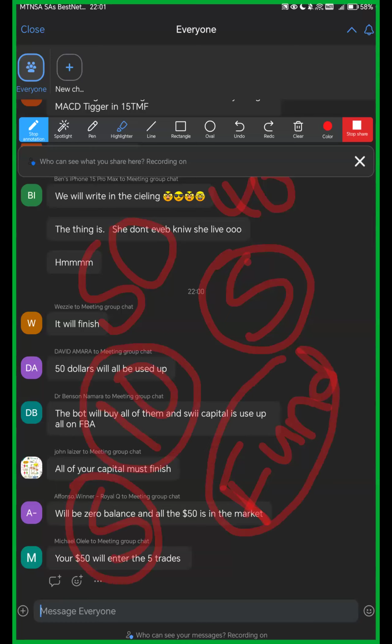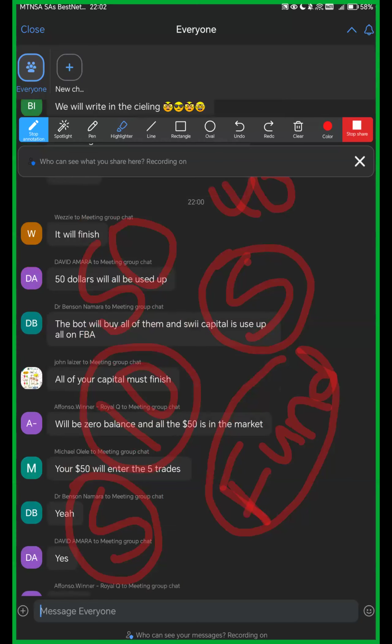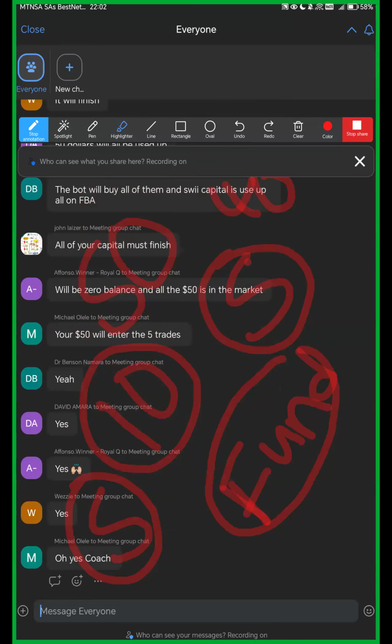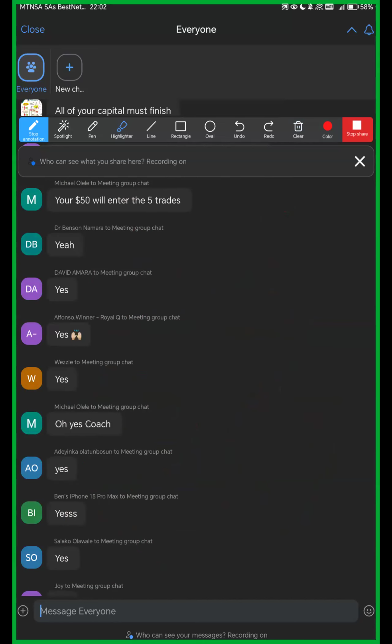Did I save your capital? Yes. So remove 40, put it in your funding until the trade has been activated. Once the trade has been activated, I'm simply saying 1 coin has been bought by the robot.